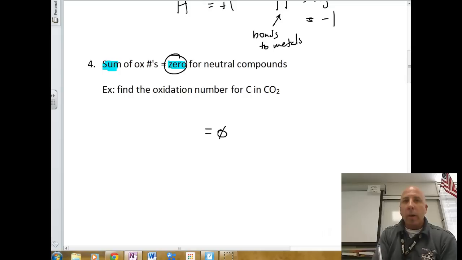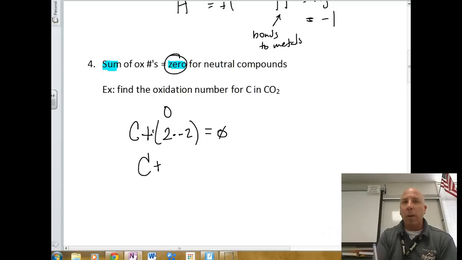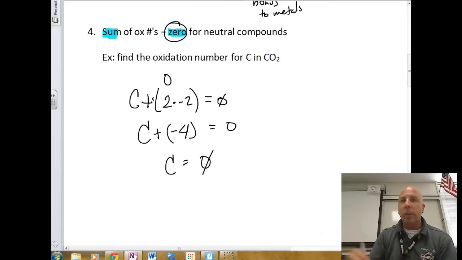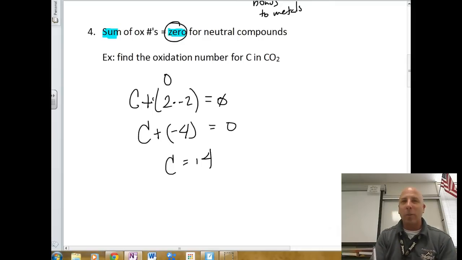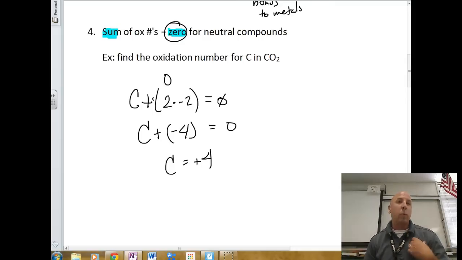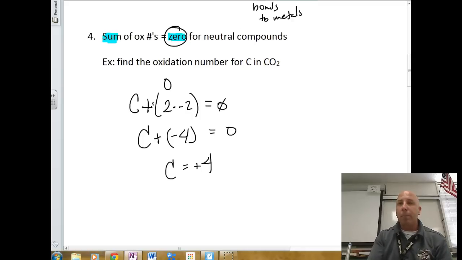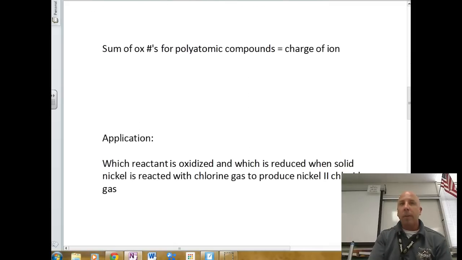And then we're going to say, okay, sum is adding, so we have carbon plus, for the oxygen, we have 2 oxygens, which we're multiplying by oxygen's oxidation number. Well, oxygen's oxidation number is typically -2. So we're going to have carbon plus -4 is equal to 0. Carbon is equal to 0. Excuse me, that was incorrect. We're going to solve this for carbon, it is going to be +4. So in this case, carbon would be +4. That would be the oxidation number of carbon within that molecule.